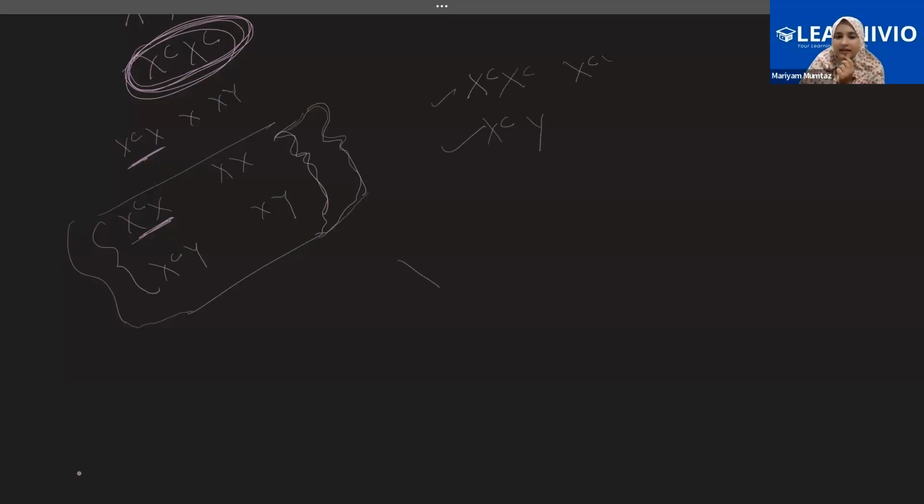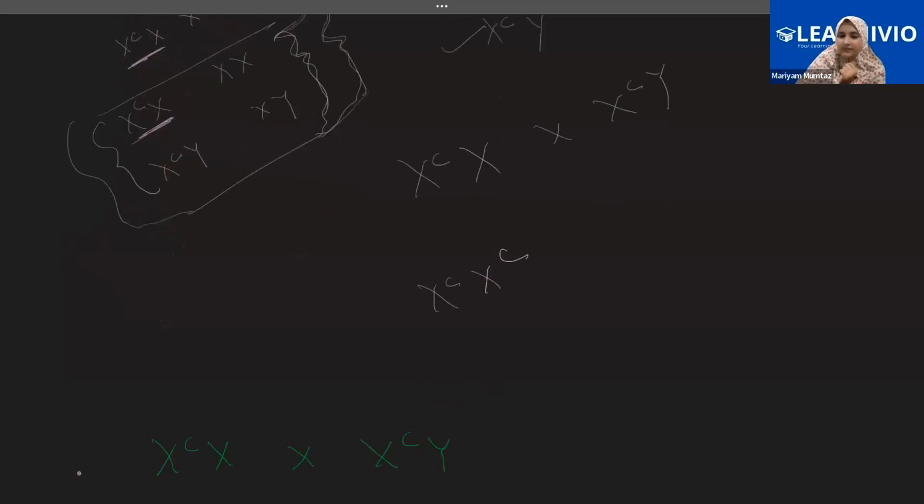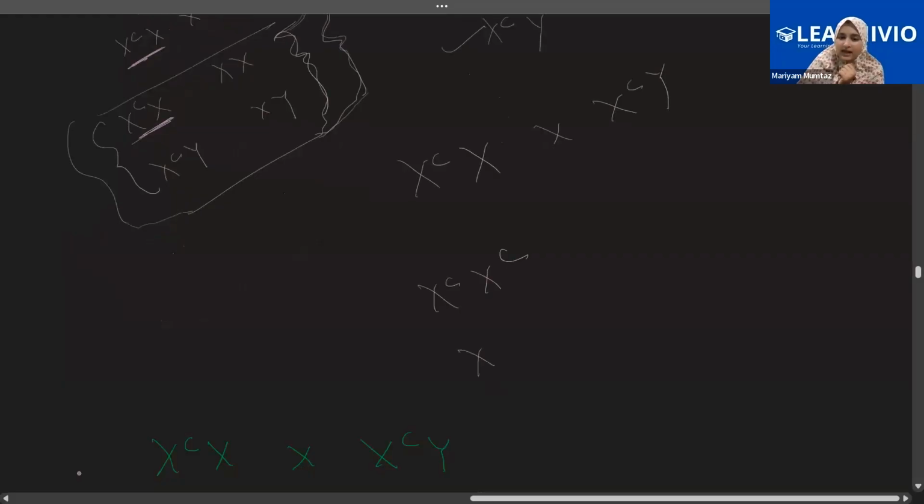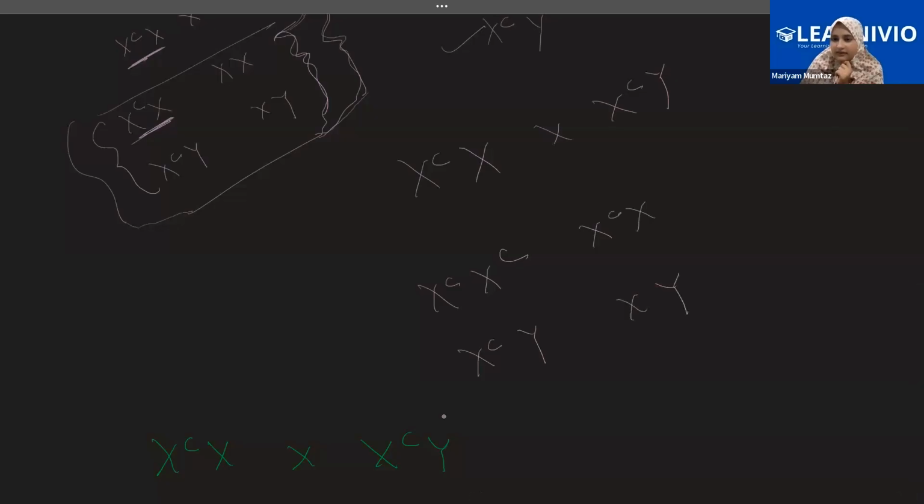So we are crossing the carrier female with the affected male, right? So we'll have XC, isn't it? Then we'll have XCY. Then we'll have XCX and XY, right? So tell me how many of them are carriers and affected? Two of them are affected, and 1 is carrier, and 1 is unaffected. Understood? Yes. Clear, right? Absolutely sure?